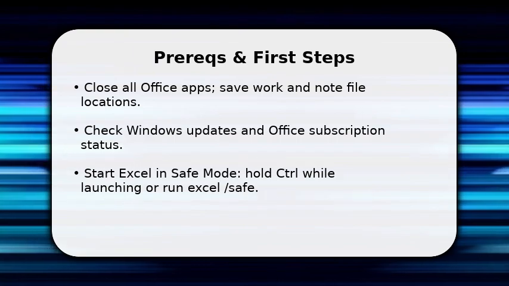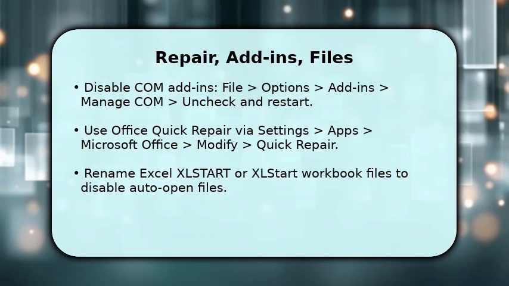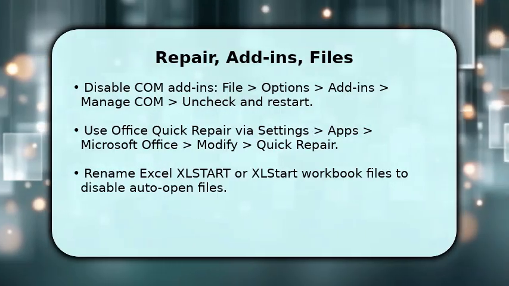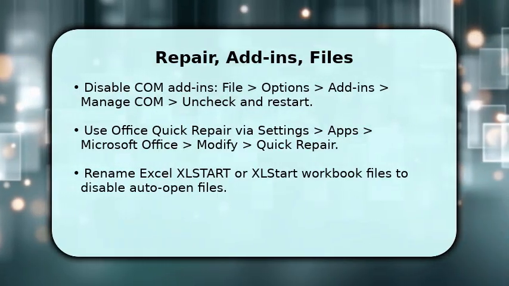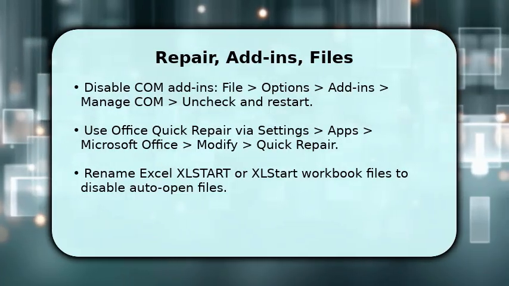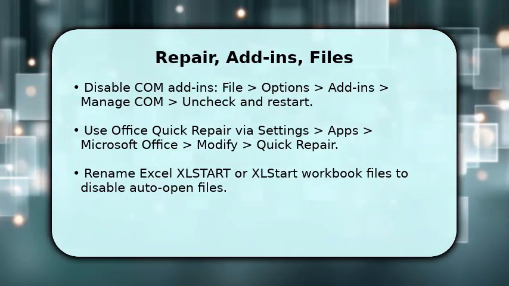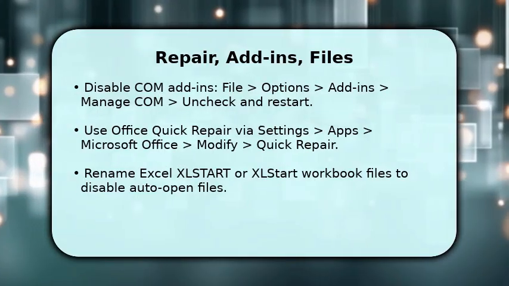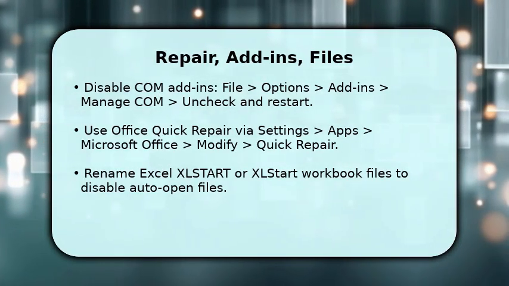Once safe mode shows add-ins are suspect, go to File, Options, Add-ins, then Manage COM add-ins and uncheck everything. Restart Excel to test. If that fails, run Quick Repair from Settings, Apps, Microsoft Office, Modify. It fixes registry and broken references quickly.